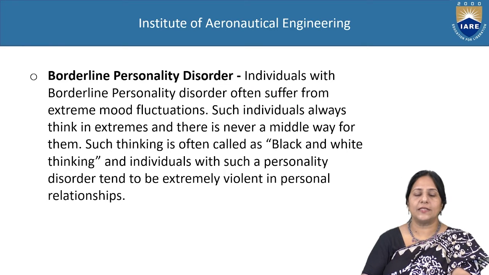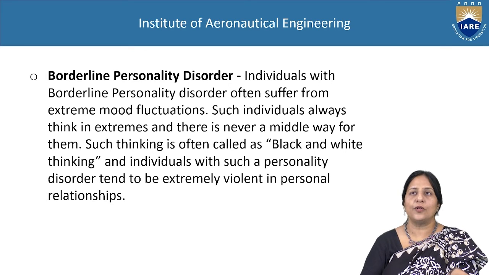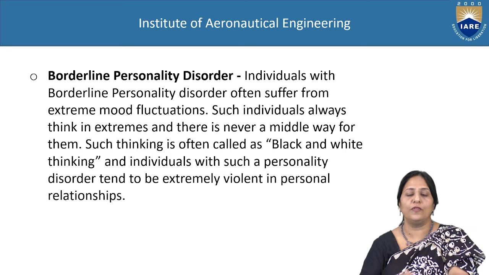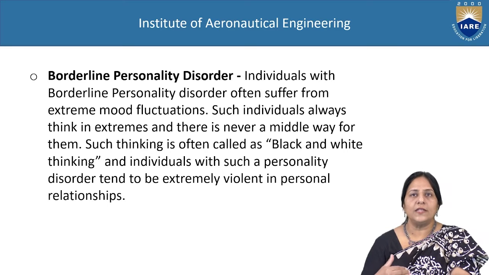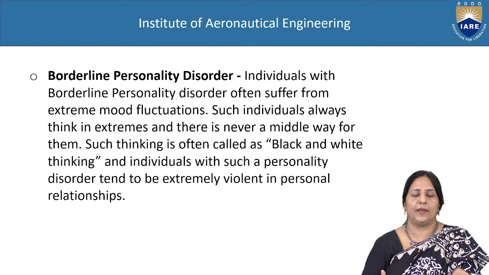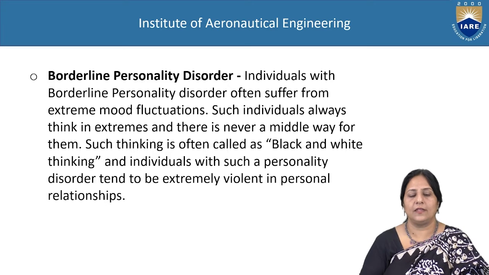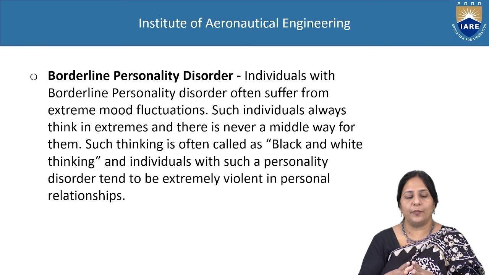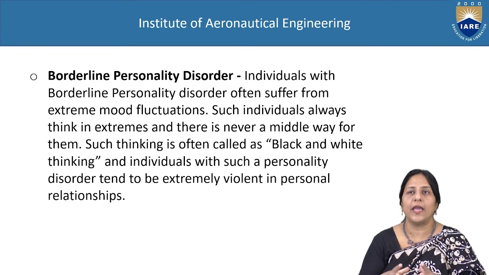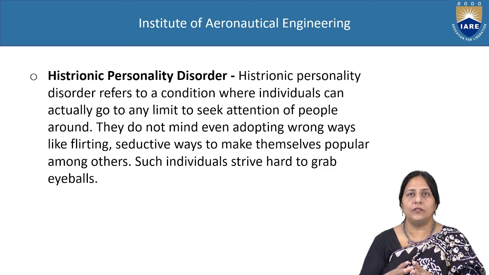Then borderline personality disorder. Individuals with borderline personality disorder often suffer from extreme mood fluctuations. They always think in extremes, and there is never a middle way for them. Such thinking is often called black and white thinking, and individuals with such a personality disorder tend to be extremely violent in personal relationships.